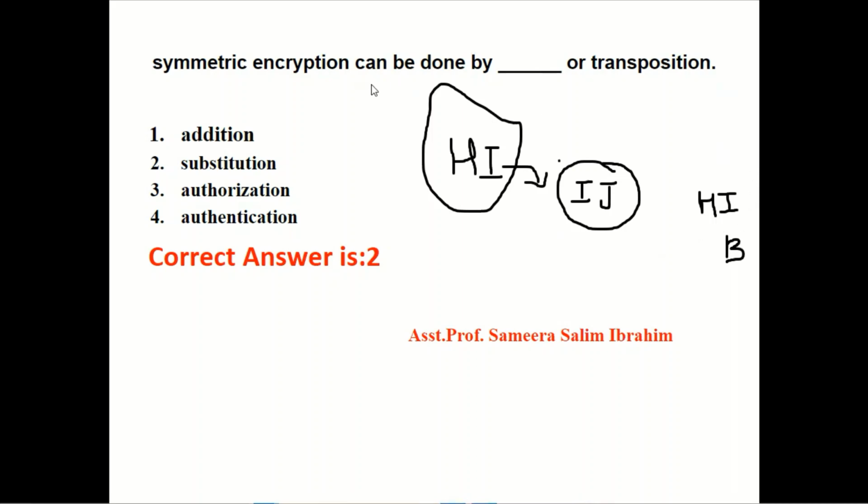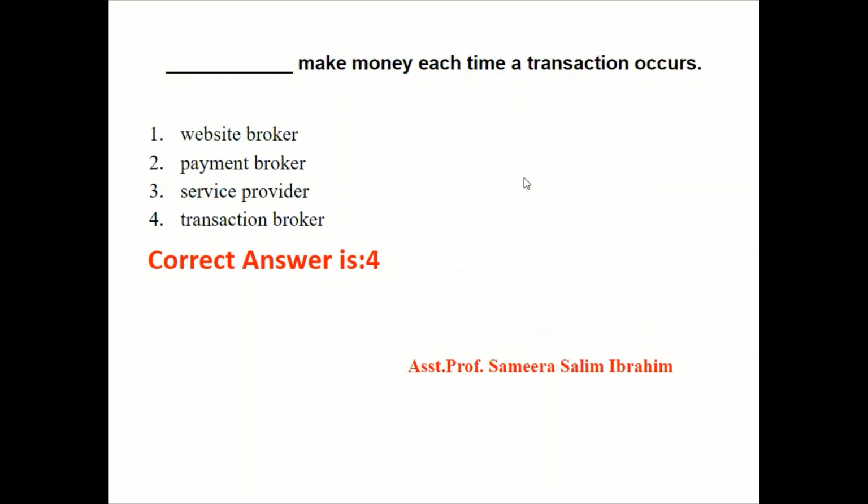So now the question is, symmetric key can be done by dash kind of transposition. How am I doing it? If you can see, I have substituted the letter. Instead of H, I wrote I. Instead of I, I wrote J. So this is called a substitution method, where I am substituting by a particular letter. Okay, so this is one form of symmetric encryption.